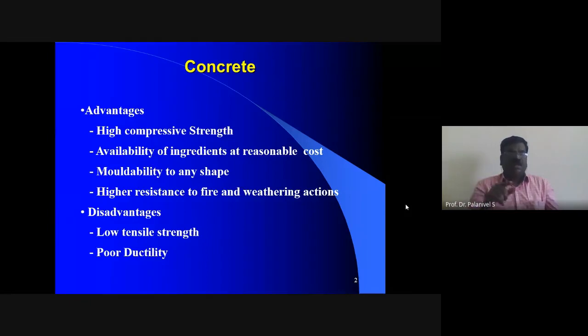Okay, good. But how to overcome this poor ductility of concrete? What is the disadvantage of poor ductility of concrete? How to overcome it? How does it help in earthquake resistant design? Let us see the further discussion.